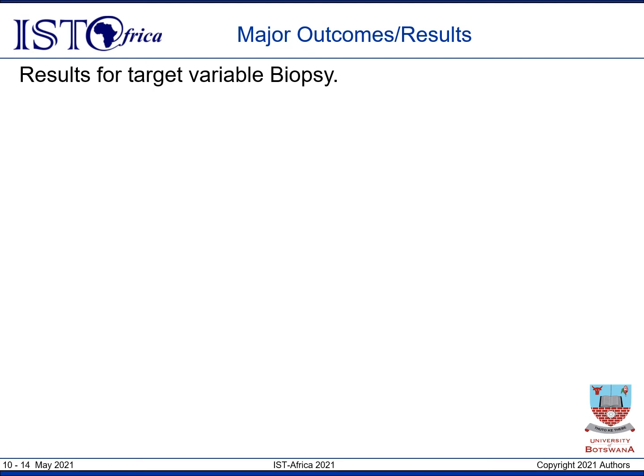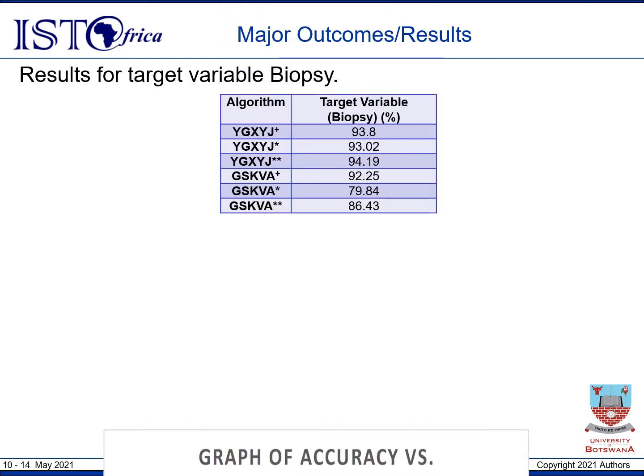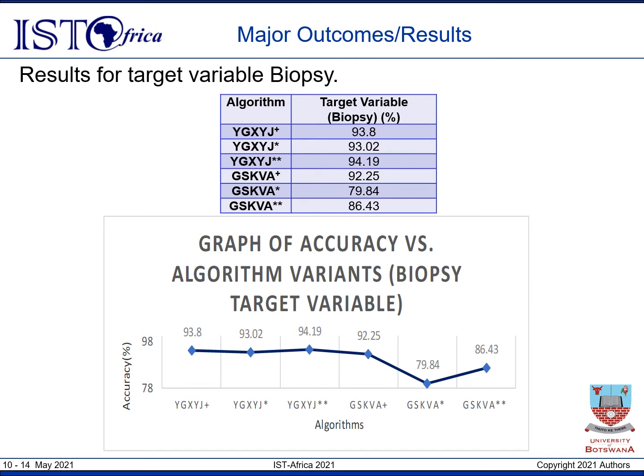When the variants of the algorithms were executed on the imputed dataset, these are the results that we obtained. For algorithm YGXYJ, we noticed that the variant YGXYJ** obtains the highest classification accuracy at 94.19%. This variant utilizes median substitution for data imputation. That means that all the missing values in this dataset were replaced with the median value of the column in which that particular value was found. For algorithm GSKVA, we notice that the variant GSKVA plus obtains the highest classification accuracy at 92.25%. This variant utilizes mean substitution for data imputation.